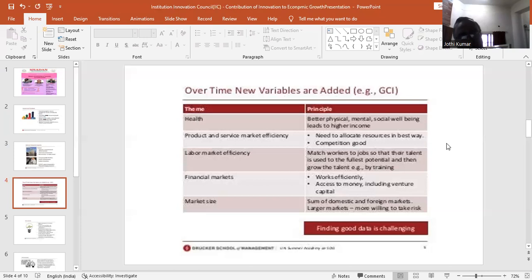So, as an example, a big businessman who can develop a venture or capital can produce GDP for economic growth for India. As for market size, we can contribute to domestic and foreign markets. The larger markets are willing to take risk, whereas the smaller markets are not willing to take risk. They are just going on as they are.